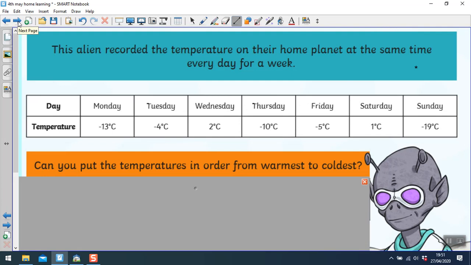This alien recorded the temperature on their home planet at the same time every day for a week. Can you put the temperatures in order from warmest, the hottest temperature, the highest temperature, to the coldest temperature, the smallest temperature, the smallest number? Pause the video while you complete this last challenge.